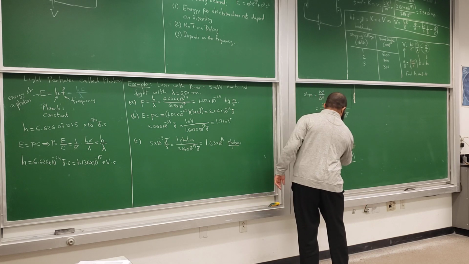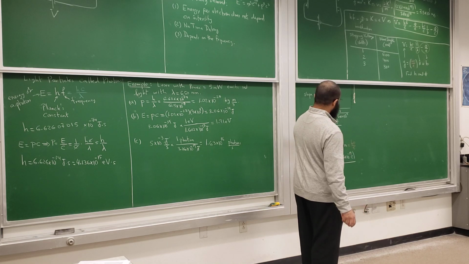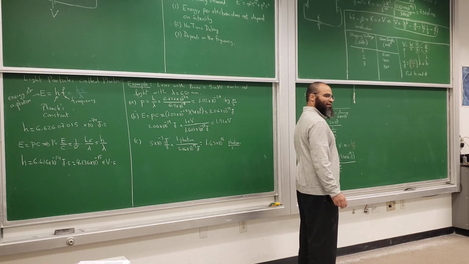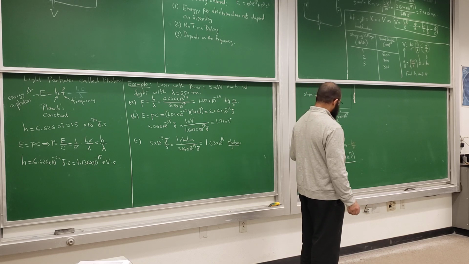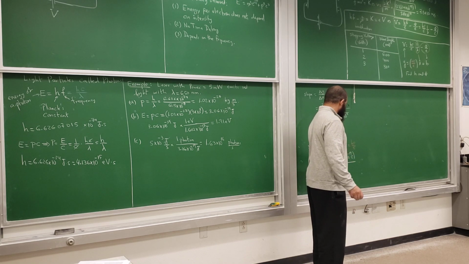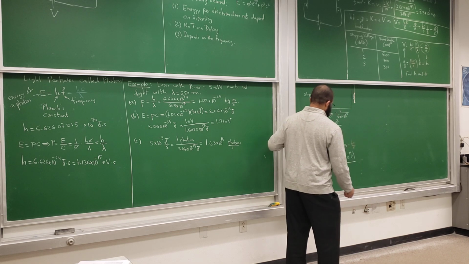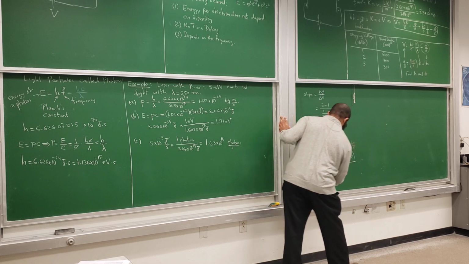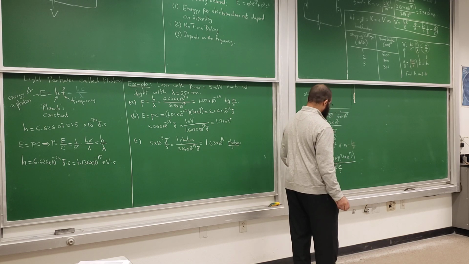So cancel meters here. What's a volt? A volt is a joule per coulomb. Remember, joule per coulomb from electricity. So it's a joule per coulomb times coulomb, so you're left with a joule. The second flips and goes upstairs, so you get a joule times second. So the units do work out. So you get h equal to something, in joules times seconds.